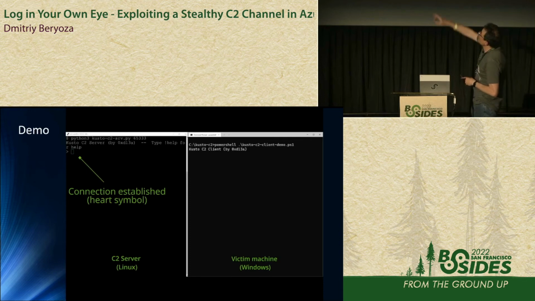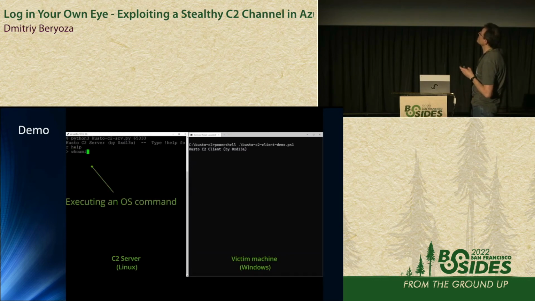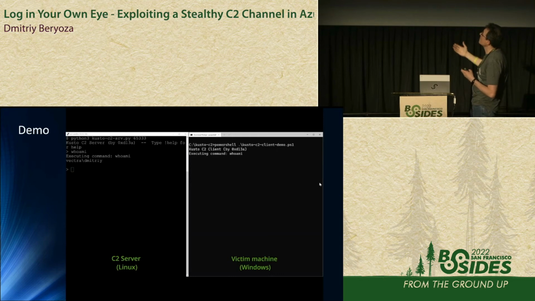You'll see a little heart symbol blinking there. It means that the communication is established, and the communication goes through Azure, through Log Analytics, through that channel that's established there. So it's sending heartbeat requests, requesting commands. The operator on the server asks to execute a whoami command, and that's what the client does, and that's the response. For small requests, it's pretty fast.